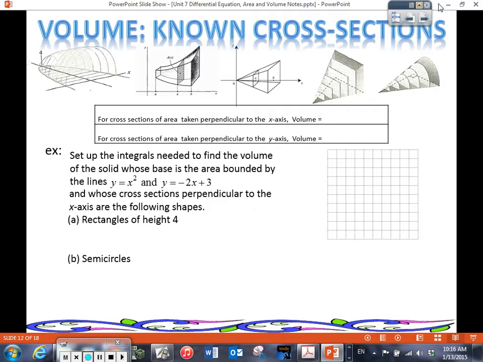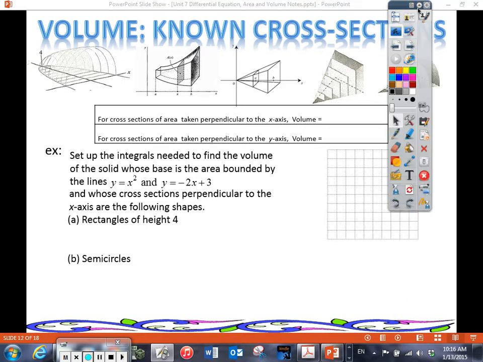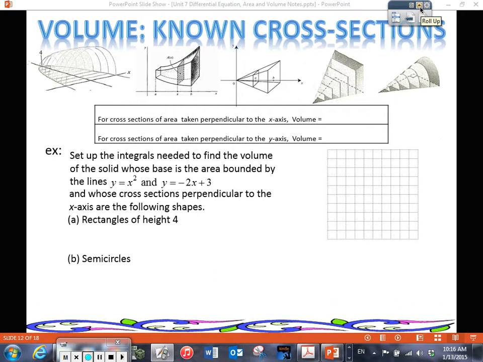So let's take a look and see how we find the volume of these objects. If we are looking at the cross-section of area taken perpendicular to the x-axis, then our formula for volume is going to be the integral from a to b, and that's the region that's bound by the base of our solid.